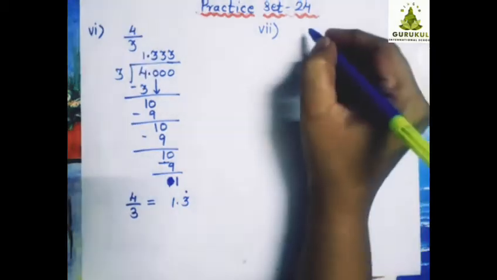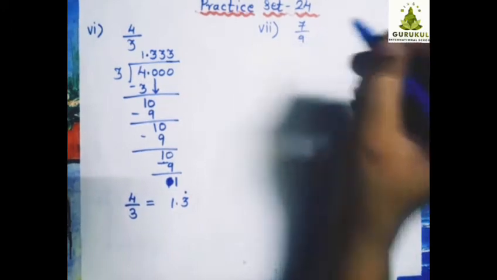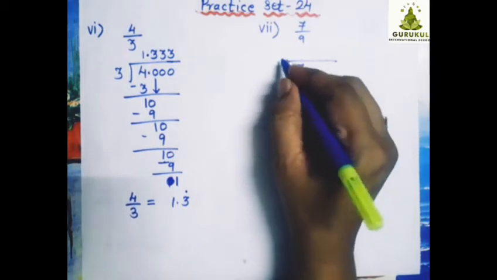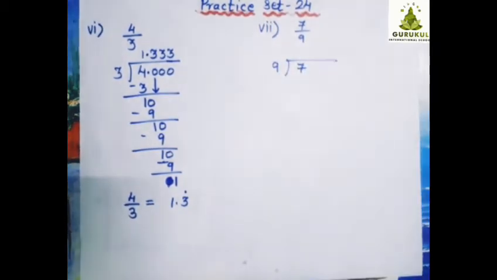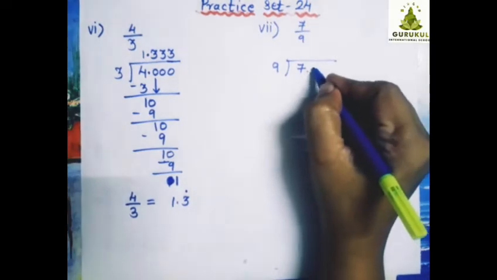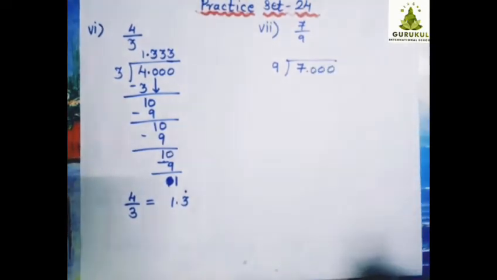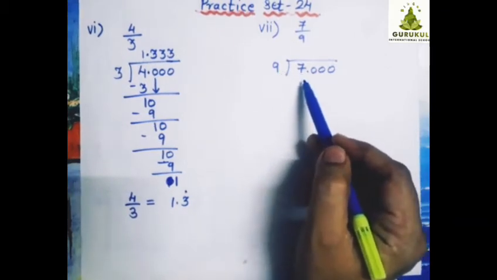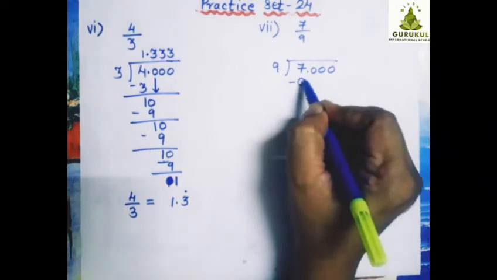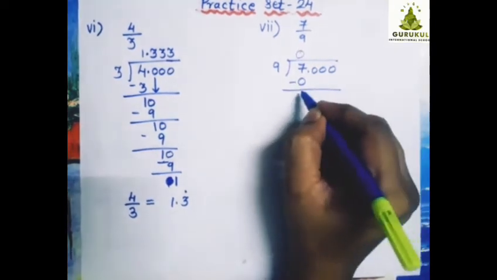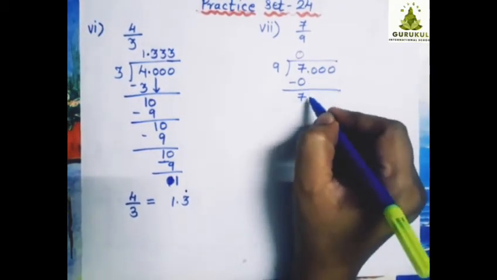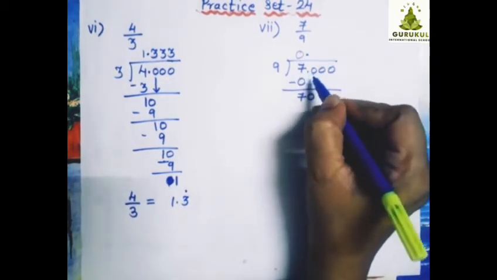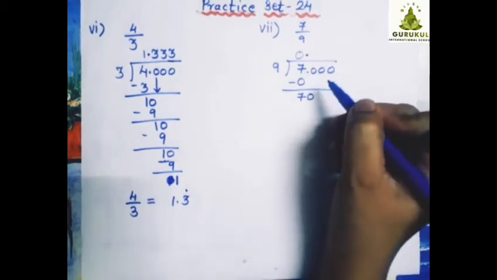Next, the seventh sum is 7 upon 9. Same thing: upper number here, denominator over here, put the decimal point, put the zeros. Now you cannot divide 7 by 9 because this is a smaller number. So first you have to write 0. Okay, so it will come 0. Now you have to take the next 0 down, so you put the decimal point over here. Why? Because we are taking the 0 which is after the decimal point.